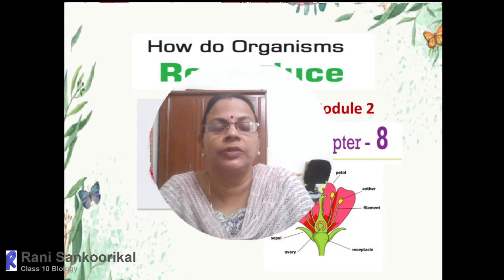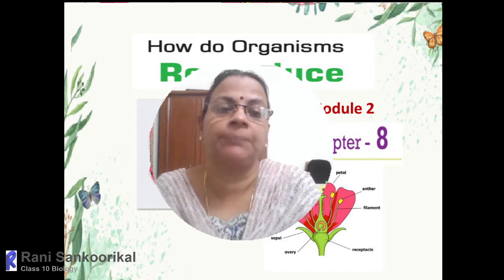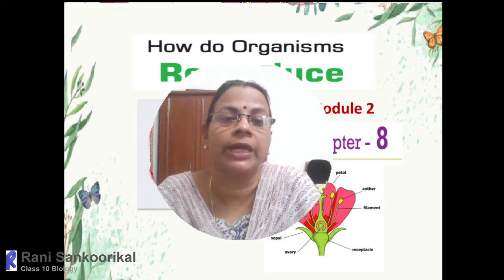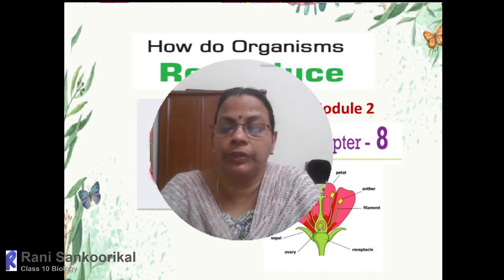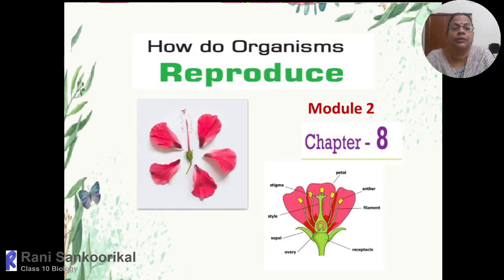Today, we are going to discuss the second module of Chapter 8, How Do Organisms Reproduce? In this chapter, we are going to explain the parts of a flower and how these sex organs help in sexual reproduction in plants, how fertilization takes place, and how the seed formation takes place. So let us begin the chapter.